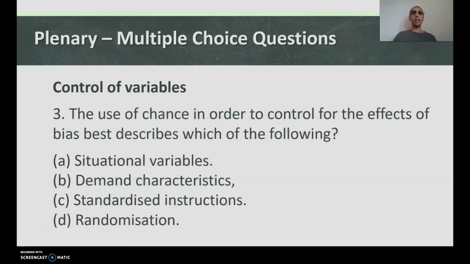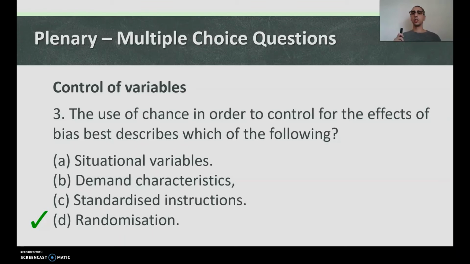Number 3. The use of chance in order to control for the effects of bias may describe which of the following? Listen to those key words. Chance, control, bias. There's only one word you should be thinking of. A, situational variables. B, demand characteristics. C, standardized instructions. D, randomization. Sort of gave it away there, but it is, of course, D, randomization, right? Those are the keywords you should be linking to randomization.